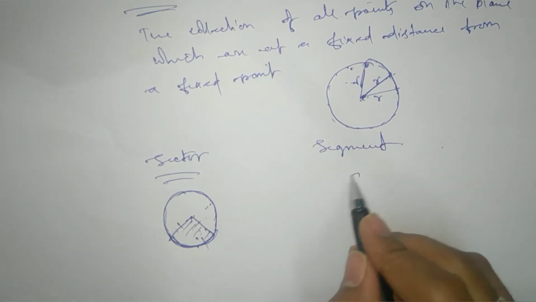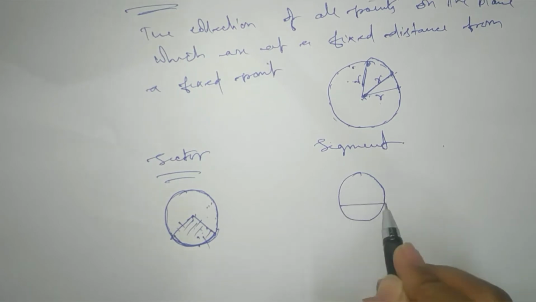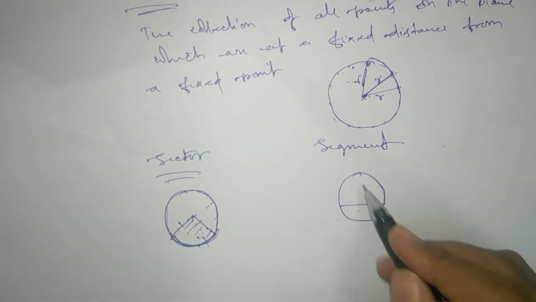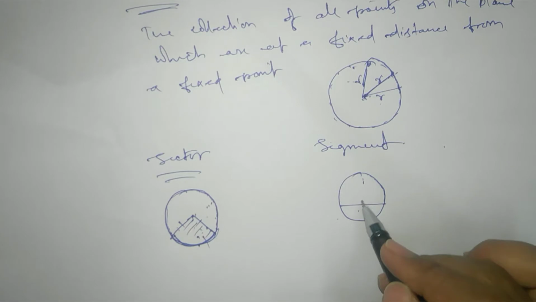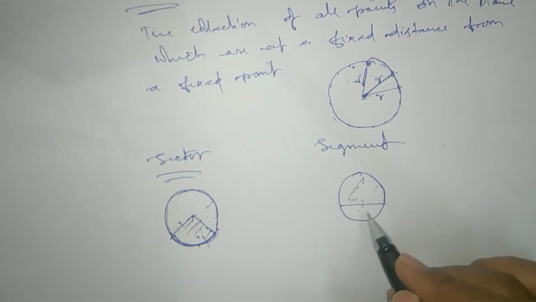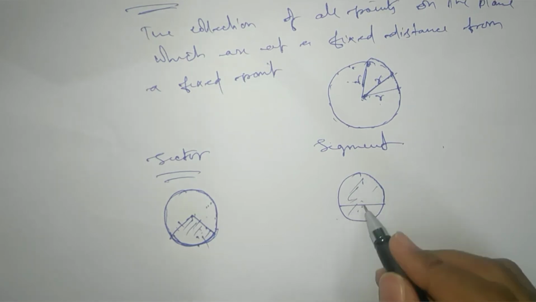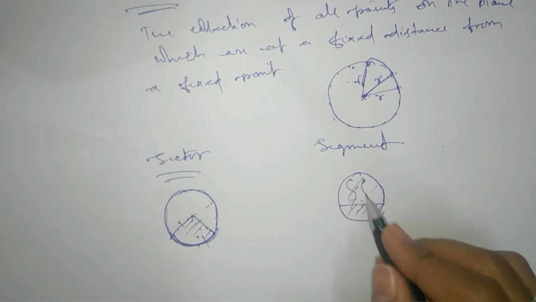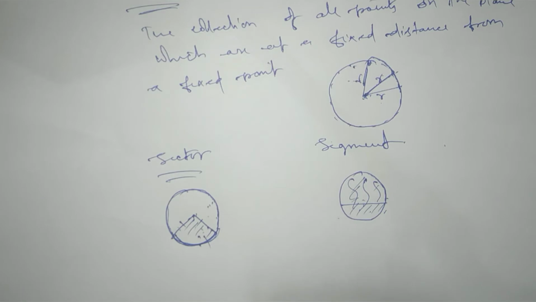For segment, if we take a circle and one chord, that means we are getting two parts. That means this chord divides the circle into two parts. One is bigger, one is smaller. Each we call a segment. So this is your minor segment and this is your major segment.